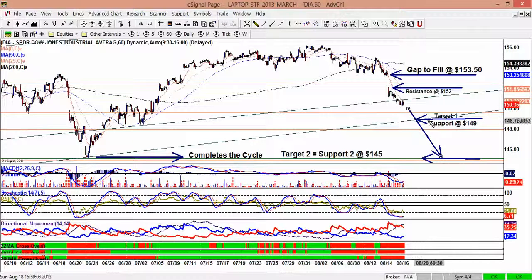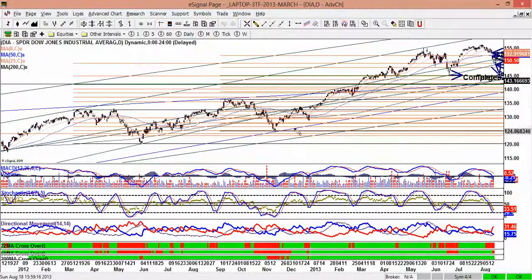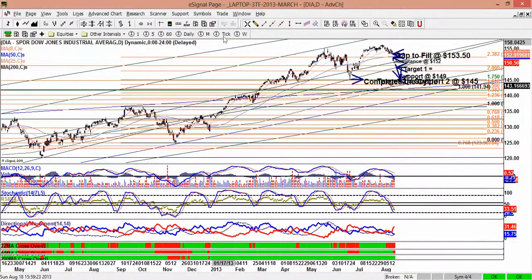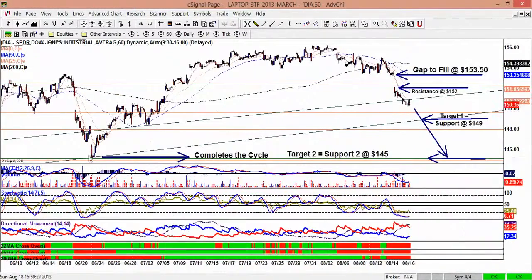So my first target for the DIA is to come down and touch this trend line support of 149, and that's a much longer trend line. You can see my charts get a little bit messy as I bring in more time, but let me go back to the 60-minute chart. Trust me when I tell you that this is a good support level here at 149. Then we also have a support level at 145 to the downside.